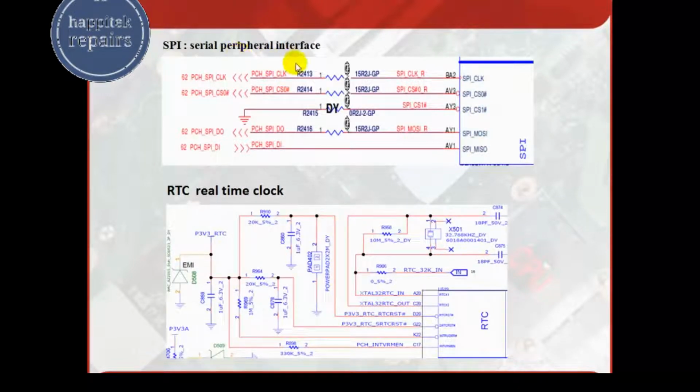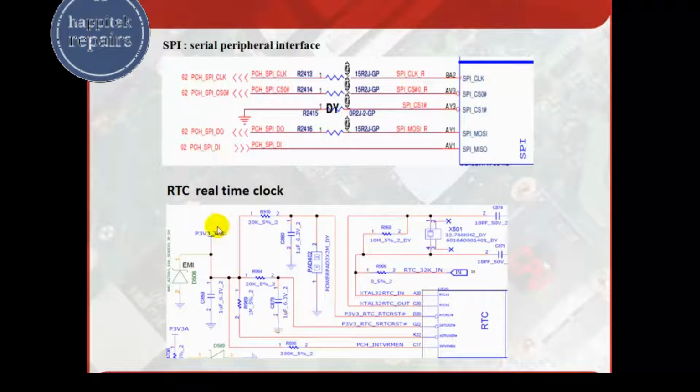SPI, serial peripheral interface, means the flash IC will be connected with the clock, CS0, CS1, MOSI, like this connection will be there for the SPI flash. And the RTC, real-time clock, crystal connections will be like this.